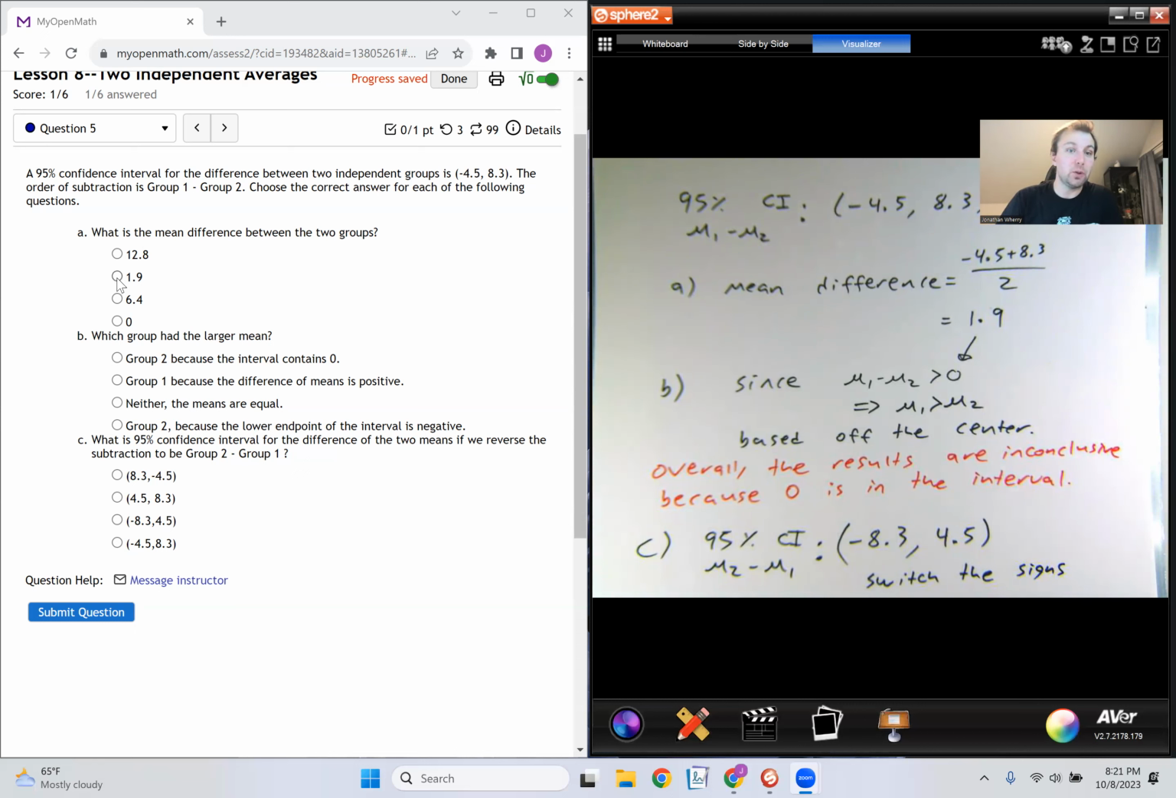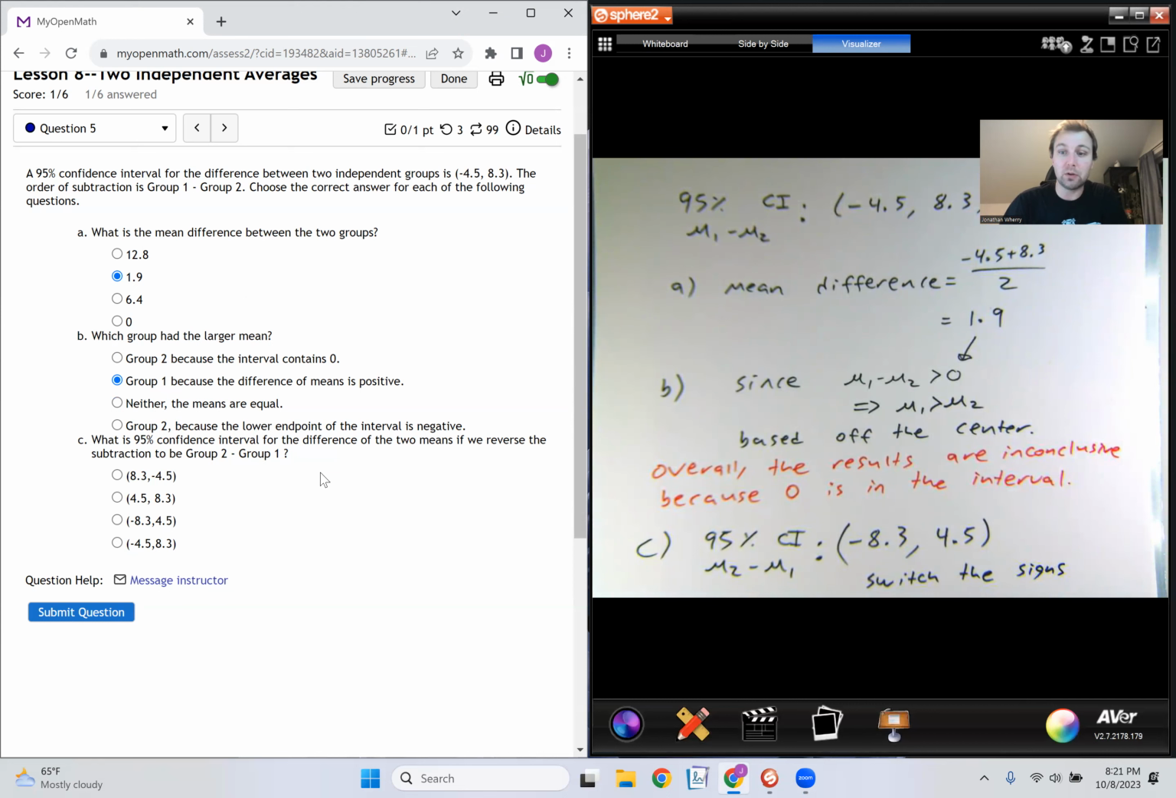So the mean difference was 1.9. Which group had a larger mean? I would say neither. The groups could be equal, although you could say group 1 because the difference of means is positive if you're looking at just that sample and not an overall statement.